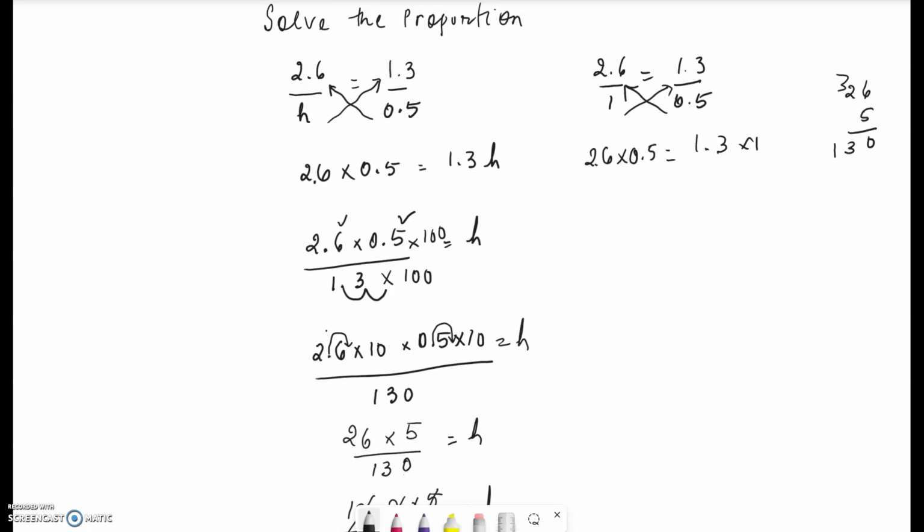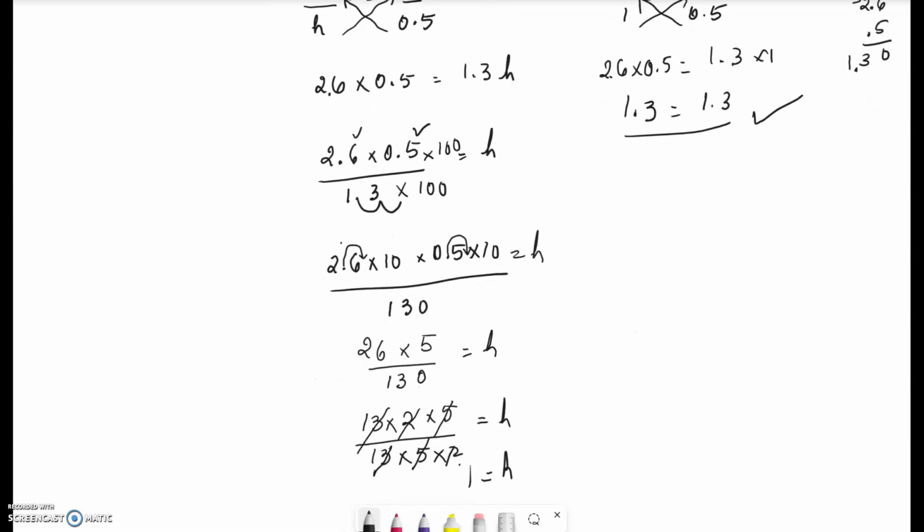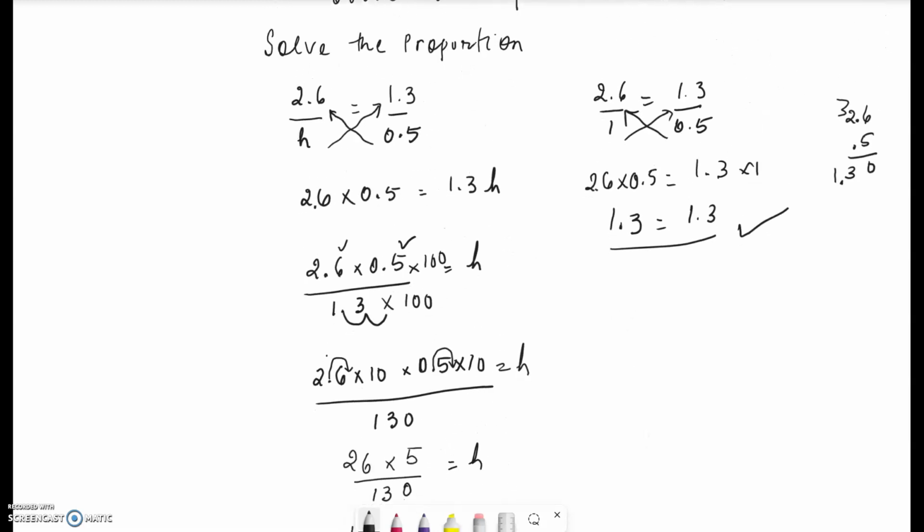Now the number of decimal places here is 1 and here it's 1, so it's a total of 2, so that's equal to 1.3, and that's equal to 1.3 times 1, that is 1.3. And you know that the solution h equals 1 is a correct answer.